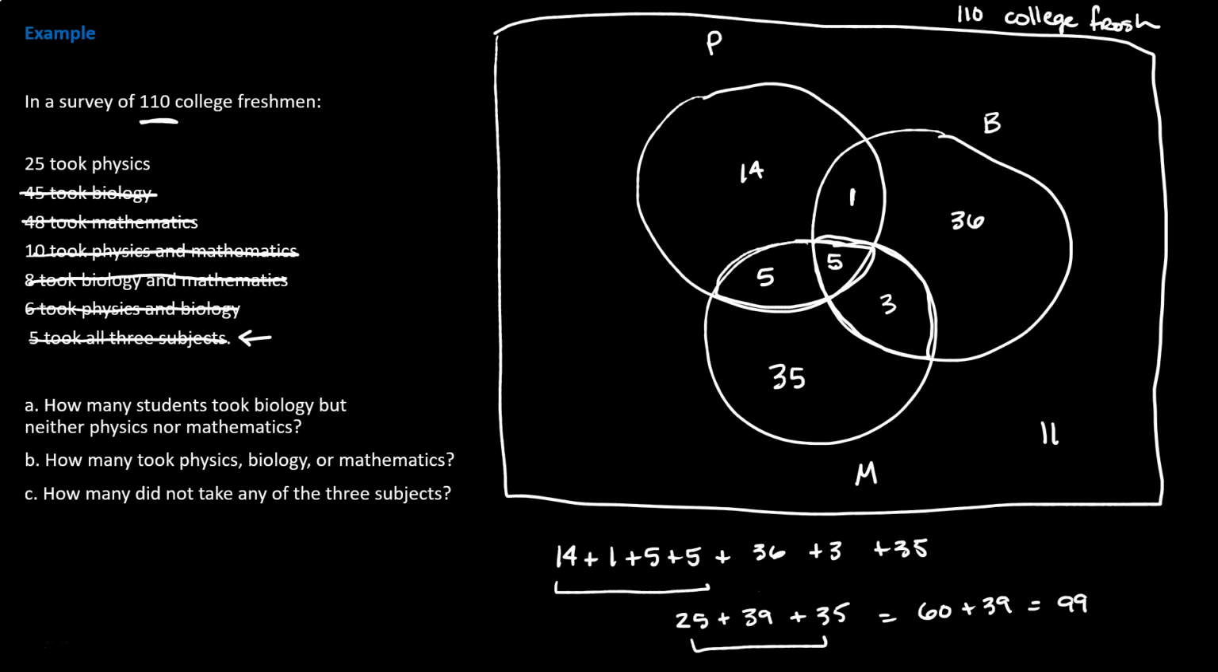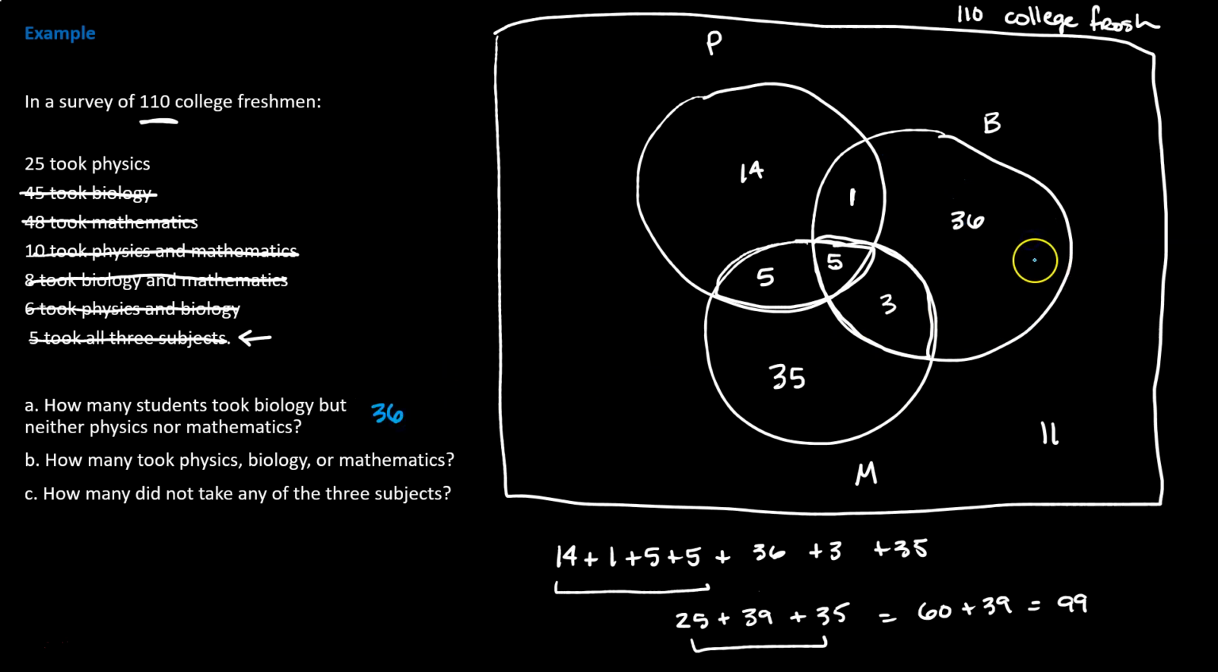So now we're ready to answer some of these questions. How many students took biology but neither physics nor mathematics? So we're going to come to our diagram, and we have biology, the full circle of biology here, but notice that some of those students are taking physics and they are taking mathematics. So we're going to look at biology without including anything in the physics or mathematics circle. So that would be 36 students.